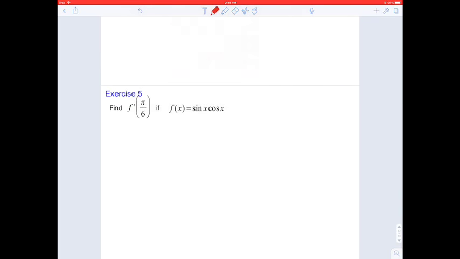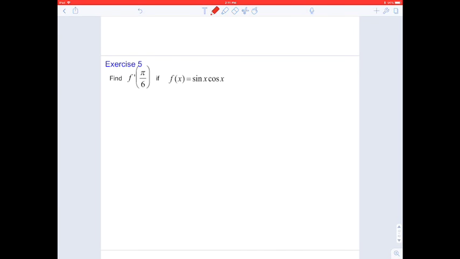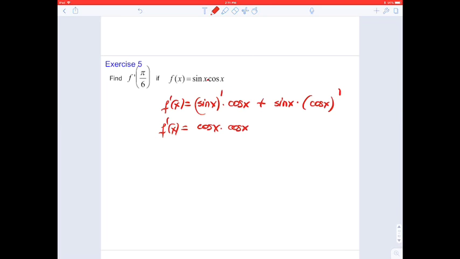Exercise number 5. For the function sine of x times cosine of x, find the derivative at pi over 6. The same thing, I can't simplify, I have to use a product rule. Derivative of sine of x times cosine of x plus sine of x times derivative of cosine. F prime of x equals derivative of sine of x, cosine of x, times another cosine, sine of x, derivative of cosine, negative sine of x.